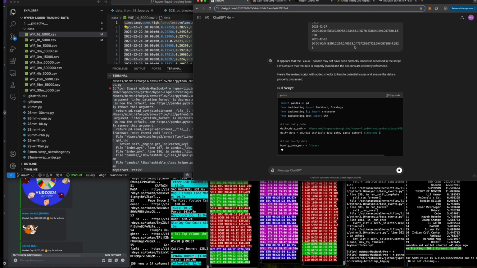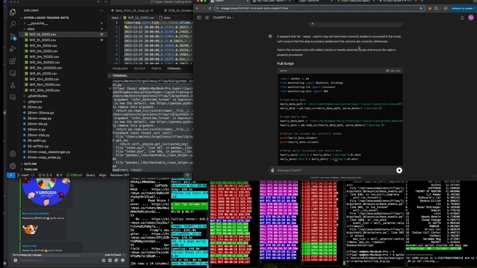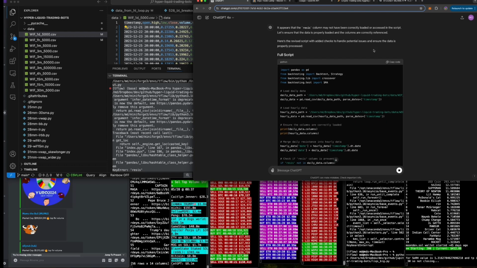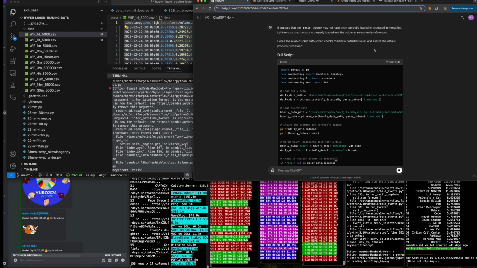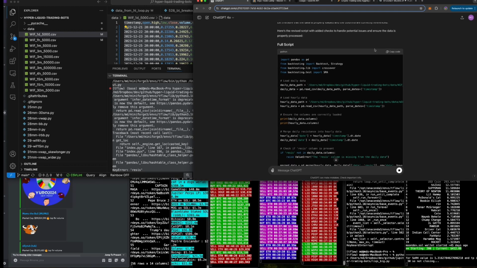It appears the resist column may not have been correctly loaded or accessed in the script. Let's ensure that the data is properly loaded and columns are correctly referenced. Here's the revised script with added checks to handle potential issues and ensure the data is properly processed.